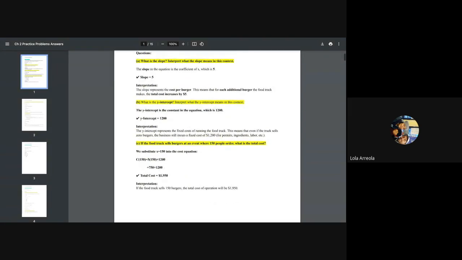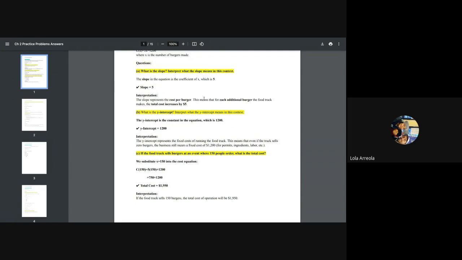Now, what does this mean if I were to interpret the problem? The slope is 5. We're talking about the cost that the owner is spending, so the slope represents the cost per burger. This means that for each burger the food truck makes, the total cost increases by 5. In other words, it's $5 for every burger that the owner makes.